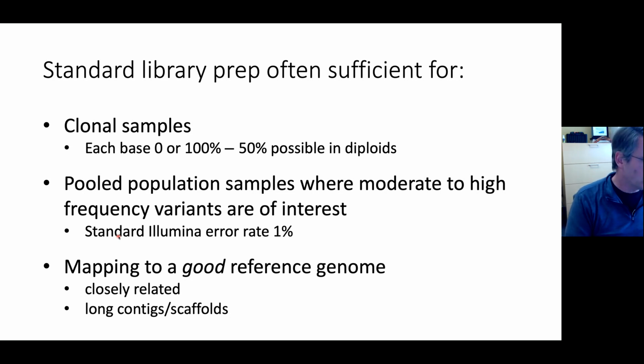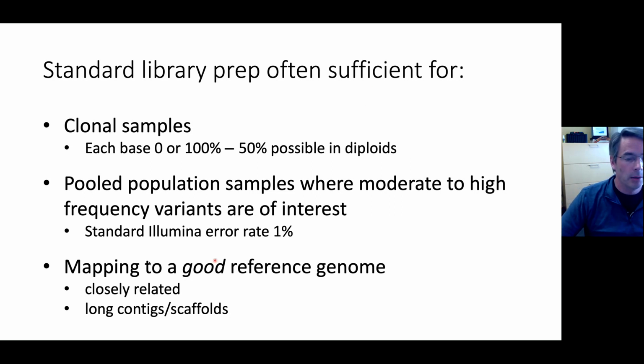And a lot of times when you're working on small samples and you don't have a lot of DNA, you may want to pool that rather than do a separate preparation to index each one of them individually. So doing that is fine. The standard Illumina error rate is about 1%. So if you have allele frequencies that are higher than 1% variance, then the standard prep works fine. I'll talk a little bit more about that in a second, where library prep is not sufficient.